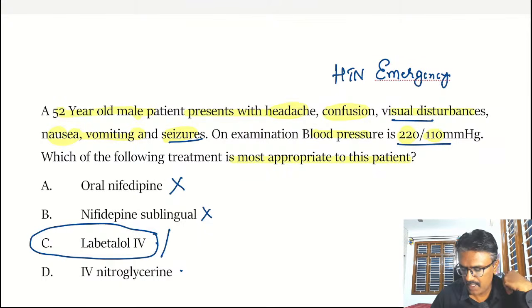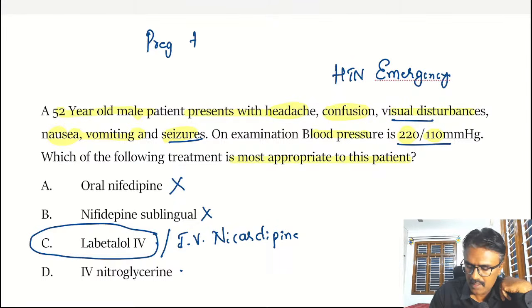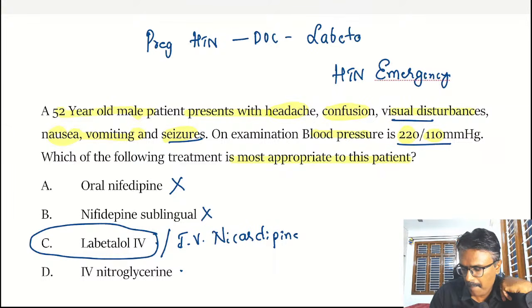If labetalol is not available, then you can give another IV drug. The name is called nicardipine. CCB, calcium channel blockers can be given. Now tell me, suppose a pregnant woman has hypertension, then what is the drug of choice? The drug of choice is labetalol. Suppose the pregnant woman has hypertension and asthma, then tell me what drug will you give?